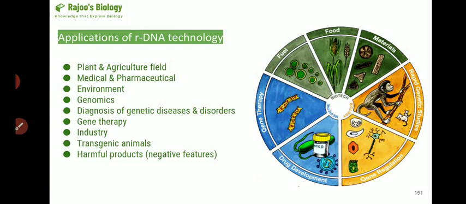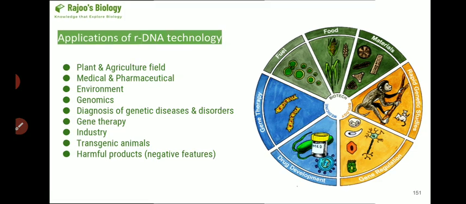The scope of this technology is wide. We will see the application of rDNA technology in plant and agriculture, medical and pharmaceutical fields, environmental science, genomics, diagnosis of genetic diseases and disorders, gene therapy, industries, and development of transgenic animals. We will also see the harmful products and negative features of the organism.